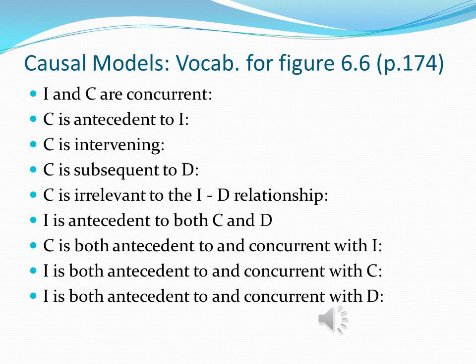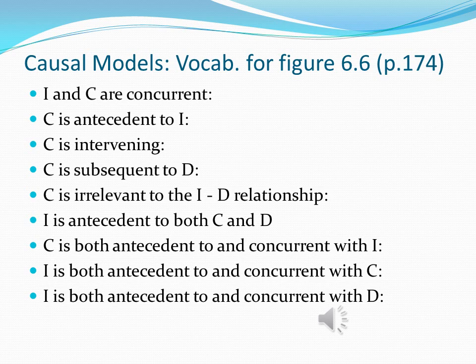Causal models. It's a vocab for figure 6.6 in your textbook, page 174. Please look at your textbook because I don't have the diagrams here. For the first one, we're going top to bottom. I and C are concurrent. Notice that I and C are both leading to D. They're both leading together. They're not going via like.